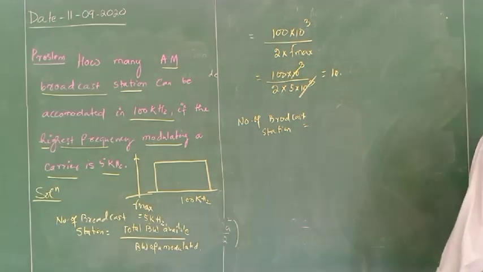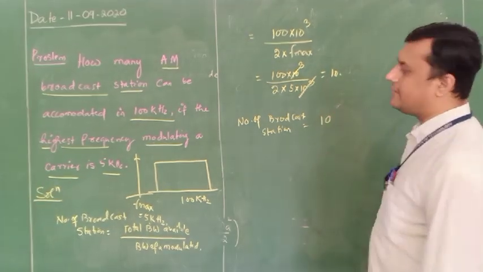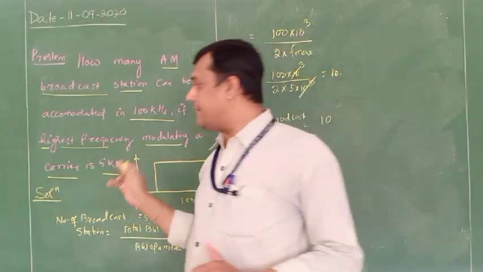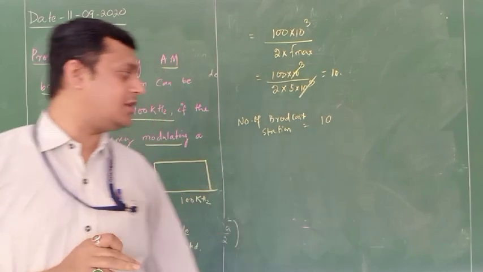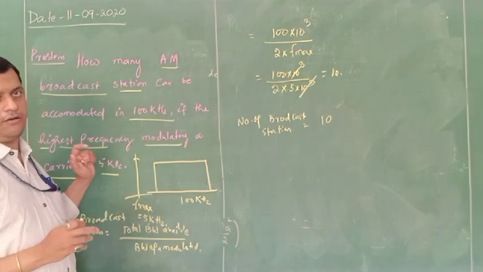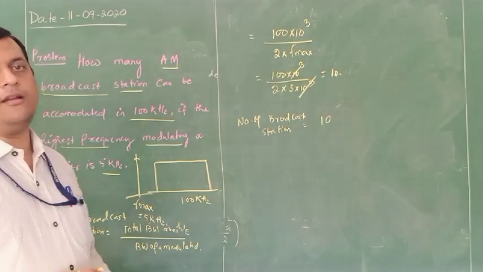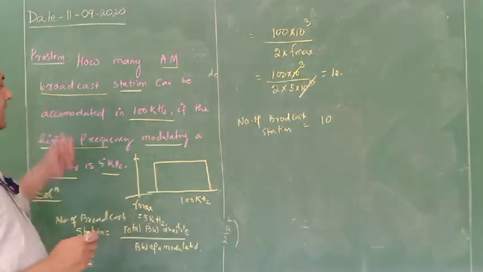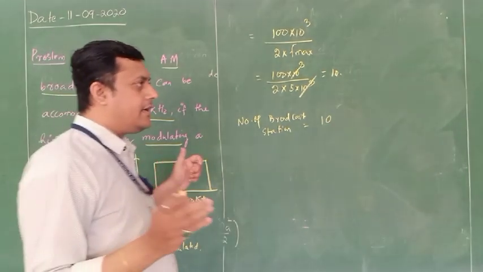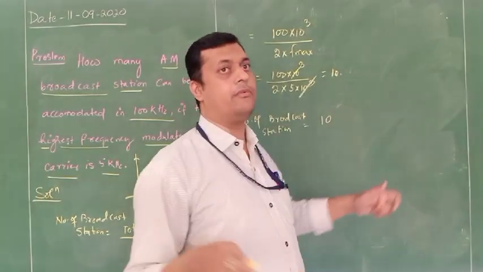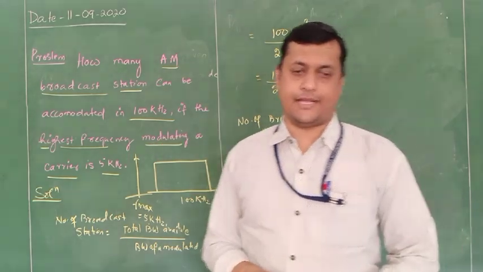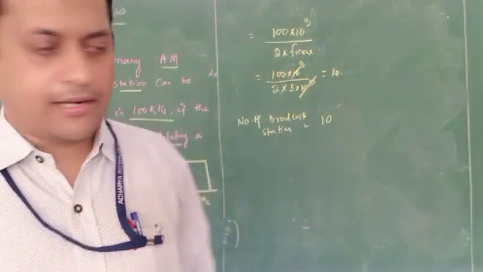How have we identified this 10? By simply dividing the total bandwidth by the one bandwidth available for the modulated signal corresponding to this modulating frequency of 5 kilohertz. So this is a small numerical to understand: if a particular band is given, and with the help of that band a modulating signal is available, how many broadcast systems can be identified. So this is the small example. Now we will go for one more question.